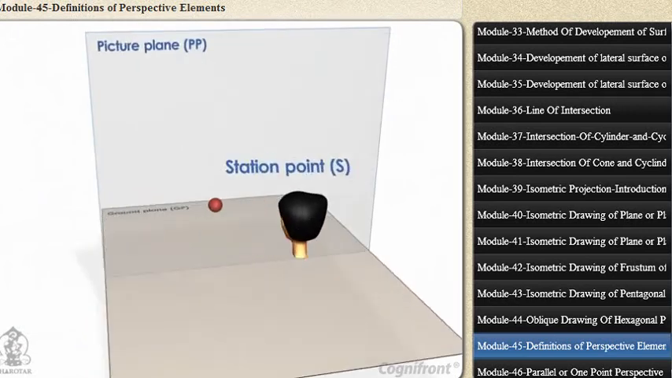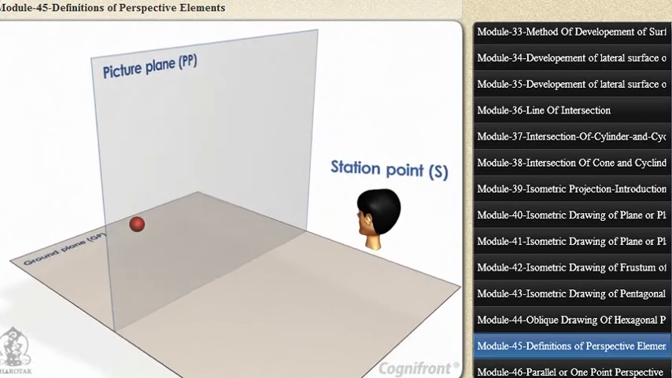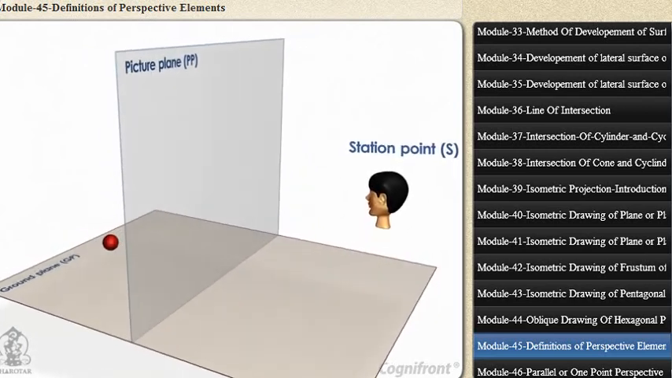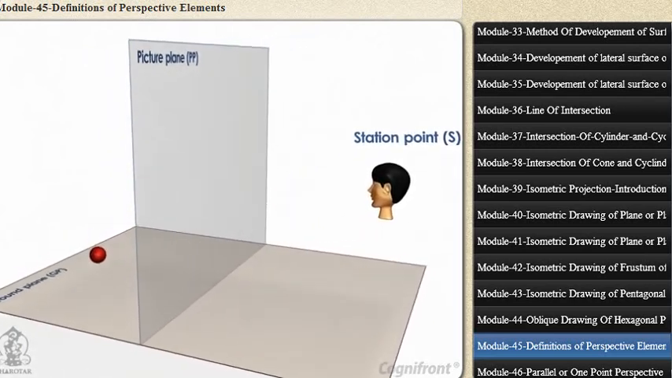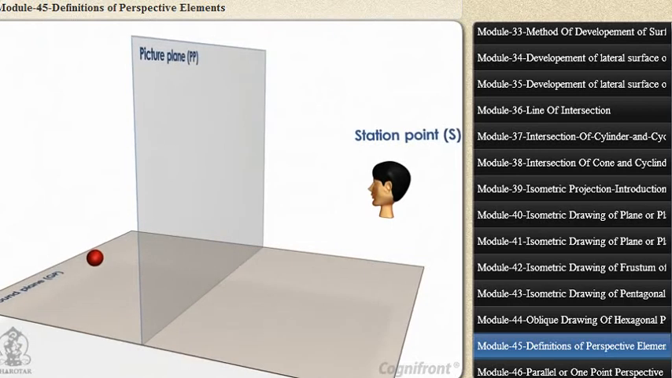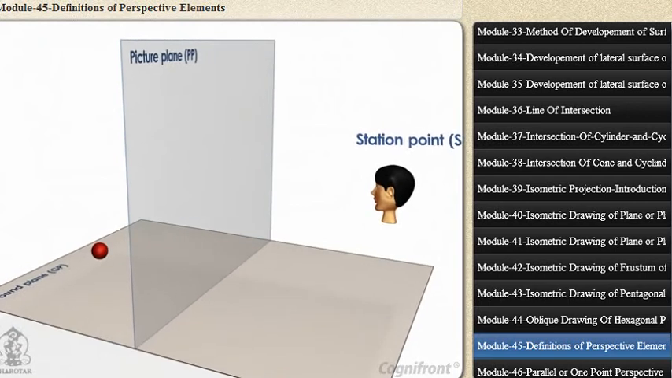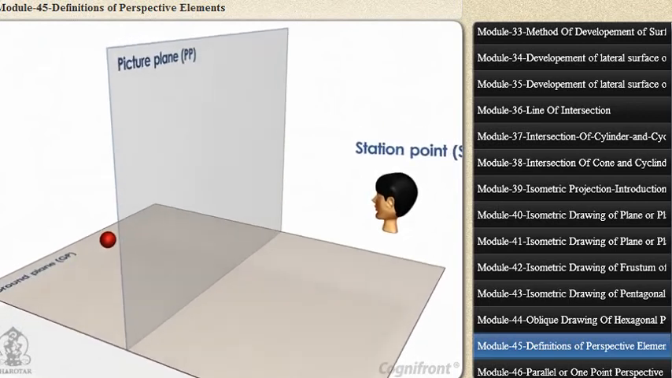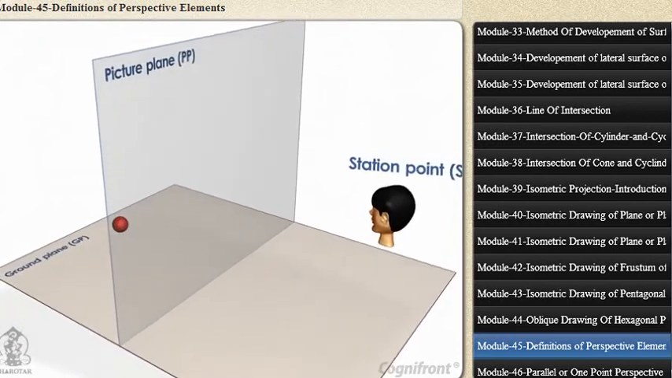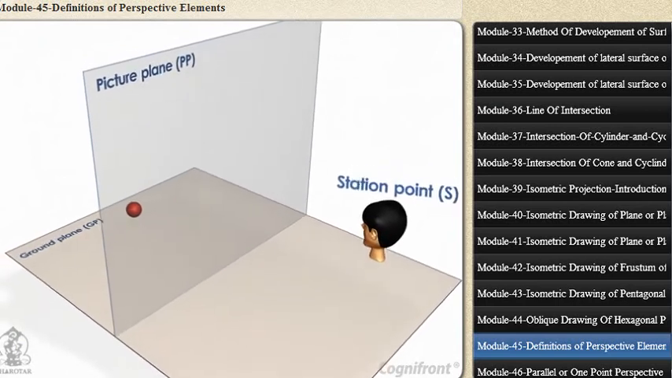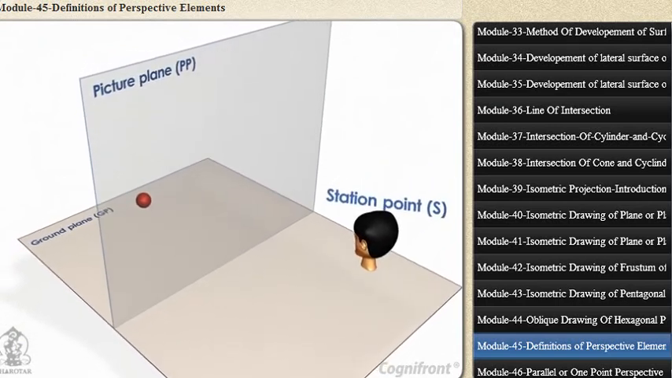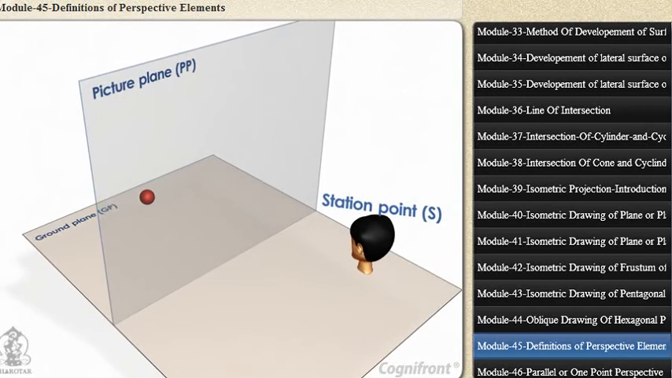Picture plane PP. It is a vertical transparent plane located between the station point and the object which is to be viewed. It is the plane on which the perspective is formed. The front view of perspective elements and of the object, if necessary, is also projected on this plane.